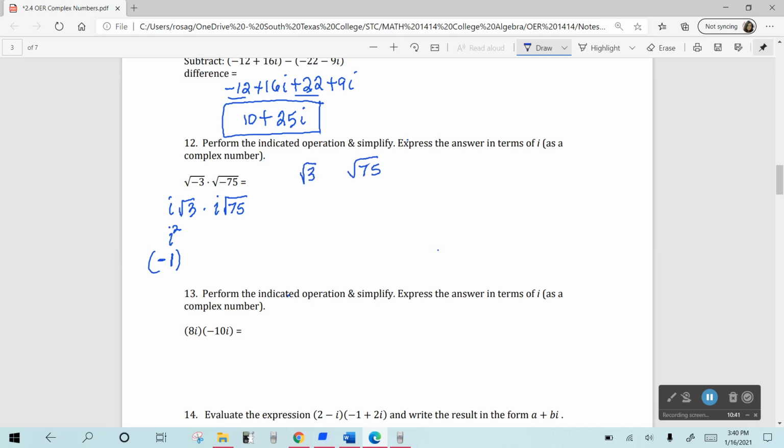The 3 doesn't have any, but the 75 does. I can do 3 and 25 and then 5 and 5. So this one has a 3. So these are my numbers. The numbers I have are 3, 3, 5, and 5.